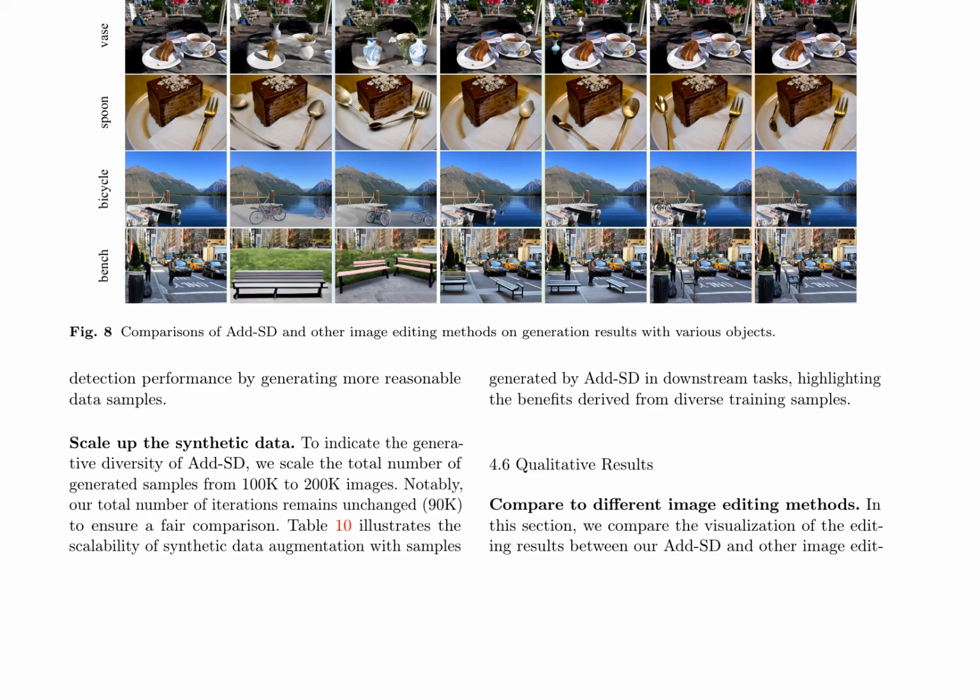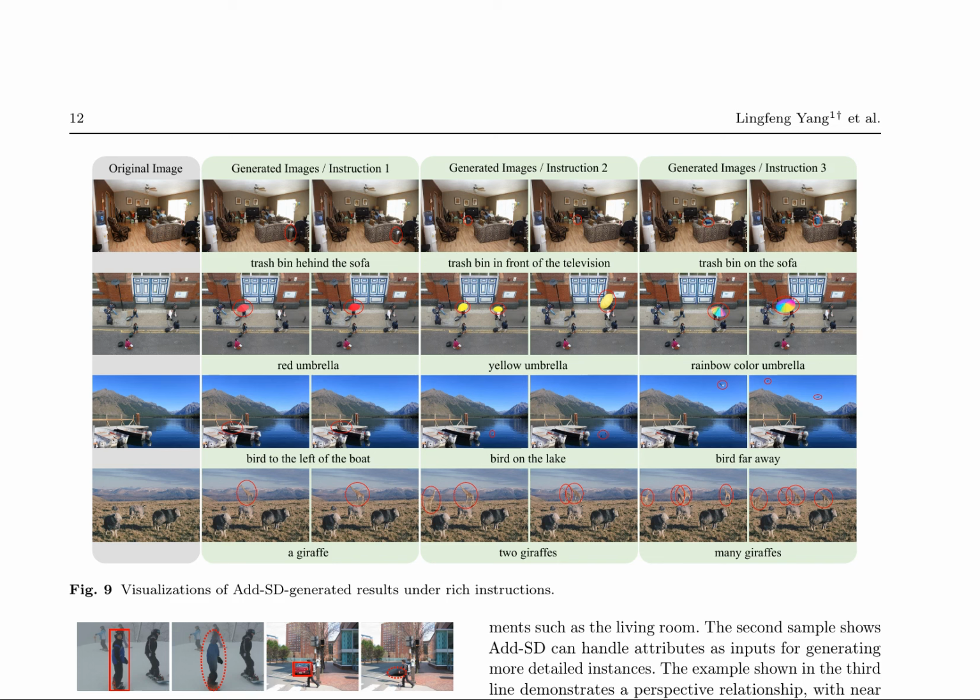Fig. 8 compares the visualization of editing results between ADSD and other image editing methods. ADSD maintains background consistency while providing diverse generalization, whereas other methods produce similar samples. For example, in the first image, ADSD generates dogs with different poses and creates fire hydrants with various locations and colors. Fig. 9 visualizes ADSD-generated results under rich instructions, demonstrating the method's ability to learn from instruction and generate more diverse images with reasonable placement of new objects.